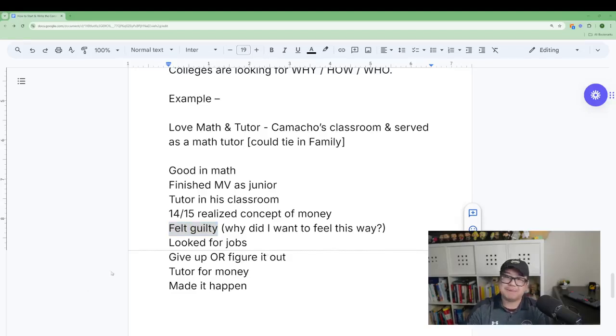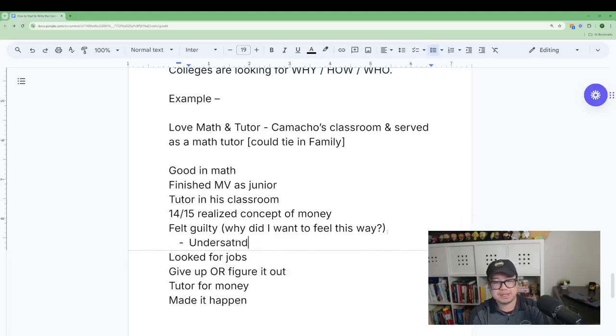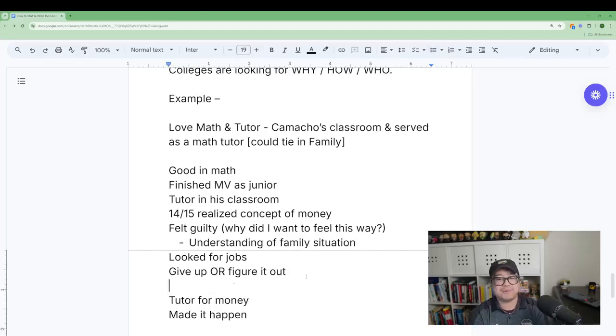So the biggest thing I learned here is the understanding of our family situation. And for me, as I kept figuring out, I persevere a lot. I have that tenacity in me, that never give up attitude. So I think for me, that's what I share.